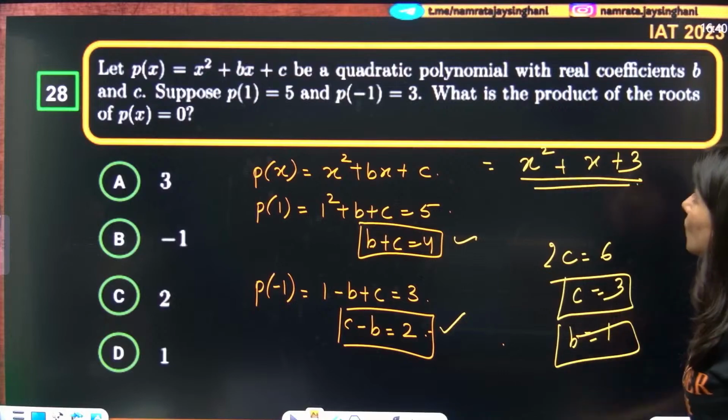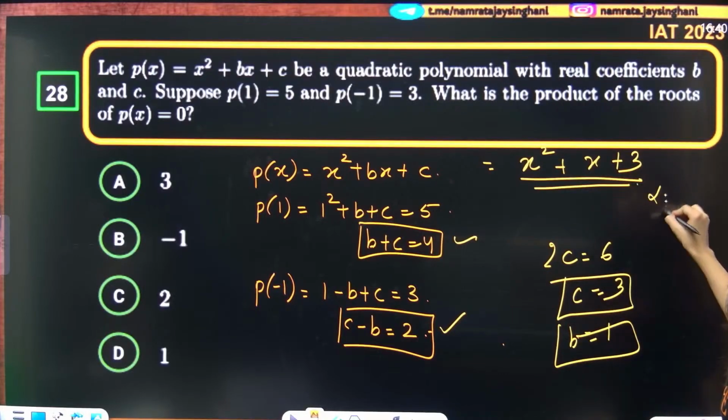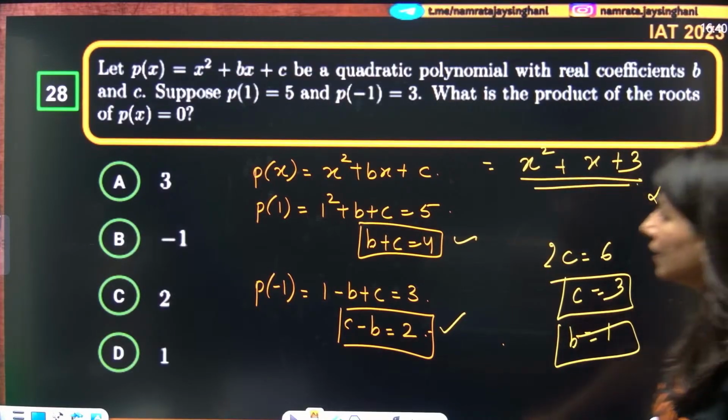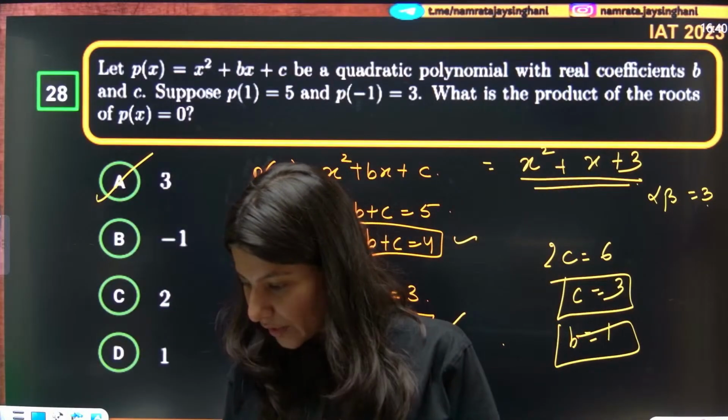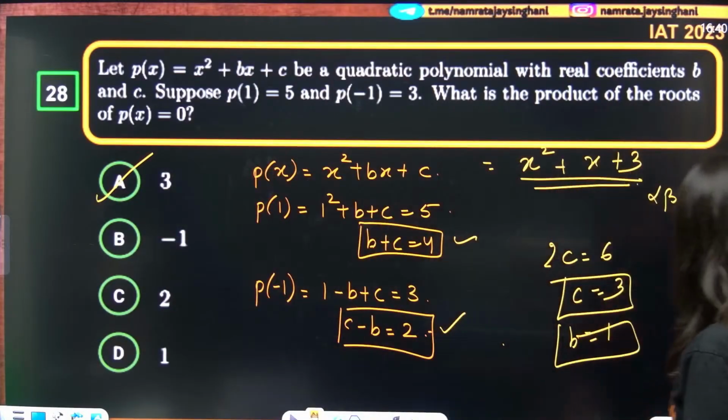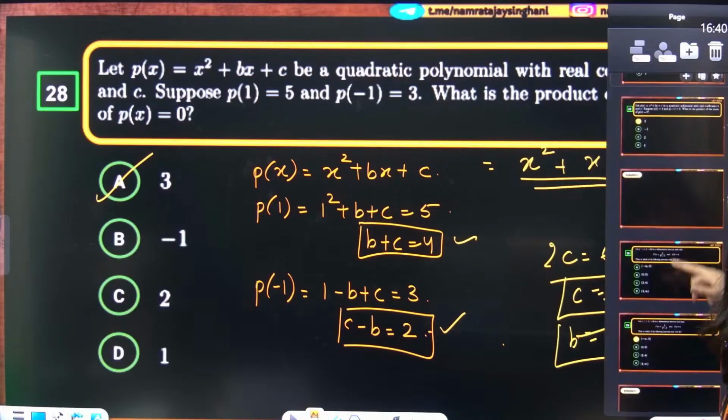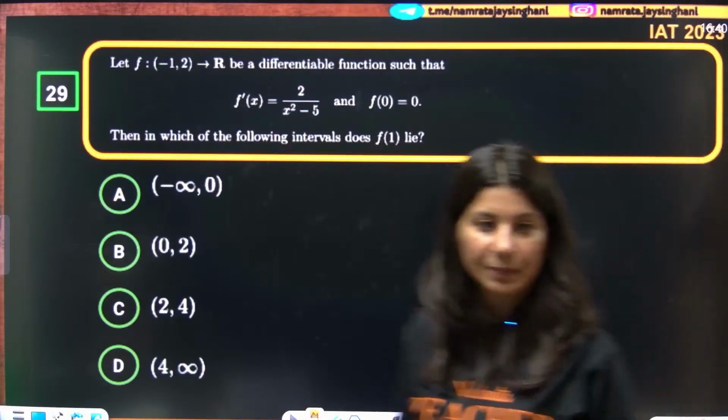Now what is the product of roots? Alpha, beta from here is nothing but 3. Option A again is absolutely correct. Okay. All right. Yes. Shall I move on to the next problem? This is the next problem.